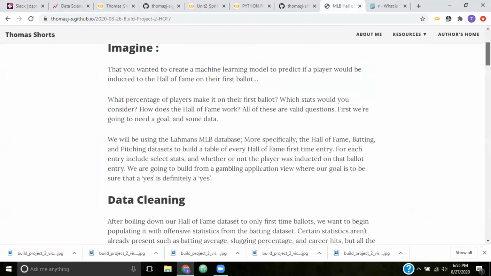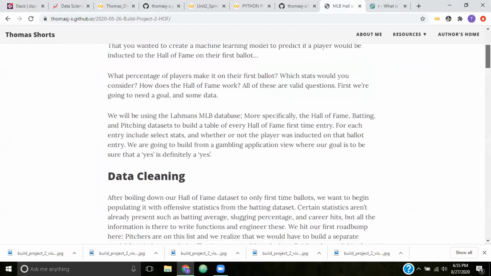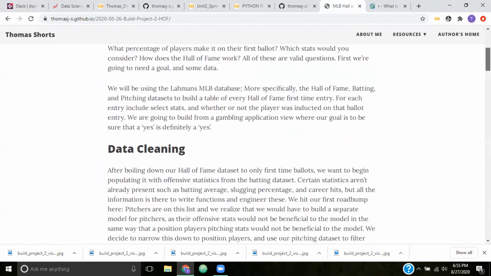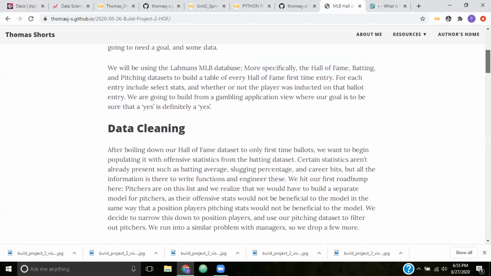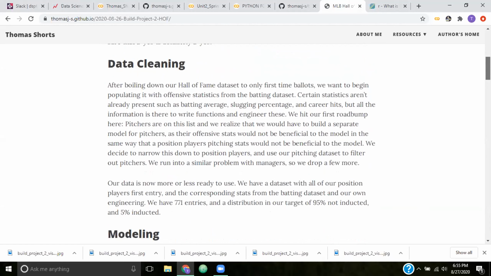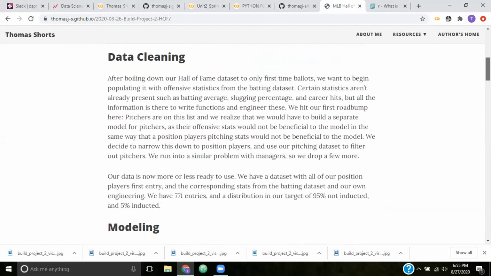We used 3 data sets here to construct a data frame where we had 1 entry for every first ballot, with some select stats that were available for computing, such as batting average, and then some other categorical ones like number of seasons played. I decided to bin that. Data cleaning was kind of a pain for this. There was a lot of missing data.